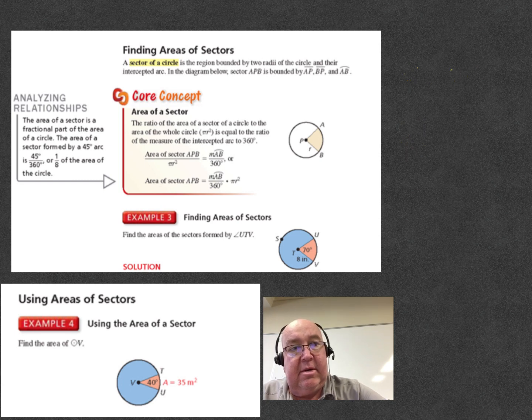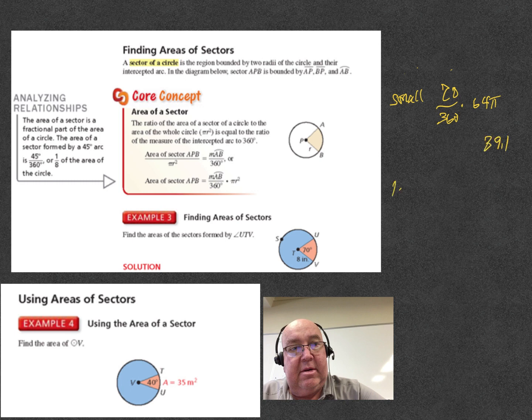Excuse me there, I got off my notes a little bit. So we want to find the area of the small circle. So we're going to first find the area of the small circle, or small sector. Small is going to be equal to 70 over 360 times 64 pi, and that's going to be equal to about 39.1.